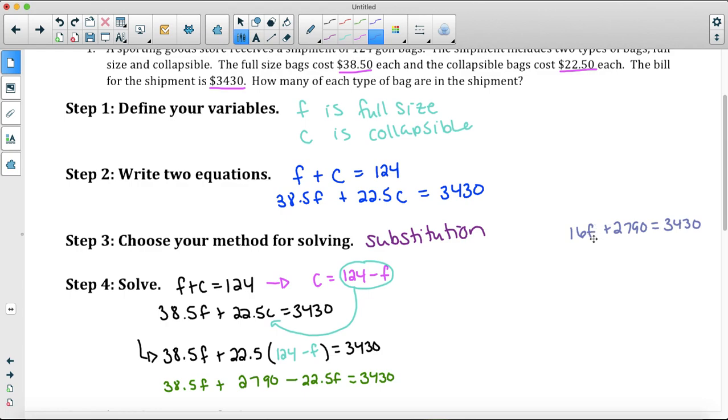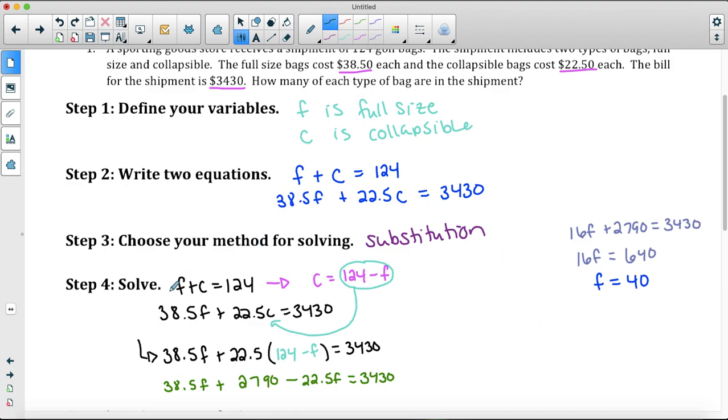Now I can solve for F by subtracting. We'll have 16F is equal to 3,430 minus 2,790, which is 640. I can now solve for F by dividing by 16, and F will equal 40. Now that I have F is equal to 40, I can plug it into one of my original equations. I will plug it into my top one because I can easily solve for C from there.